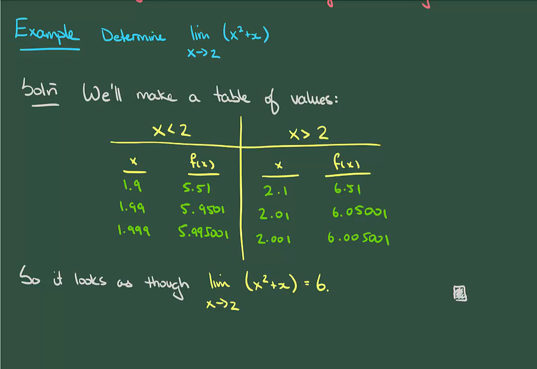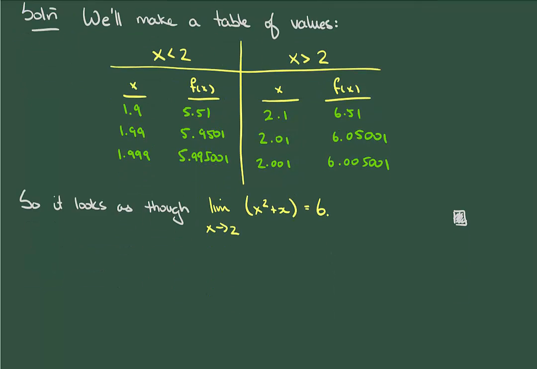Hopefully you've noticed that if we had just plugged x equals 2 into our function, we would have gotten 6 out anyway. Again, this is because the function is well behaved at x equals 2. It doesn't have any holes or weird jumps. This is going to be the general rule hereafter: if the function doesn't do anything weird at the point you're looking at, then you can evaluate the limit by directly substituting the number into the function. We're going to learn the proper word for this. It's called continuity, but that's going to be a little bit later on.